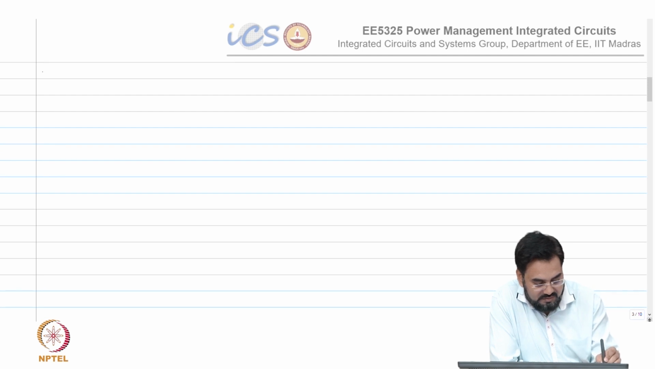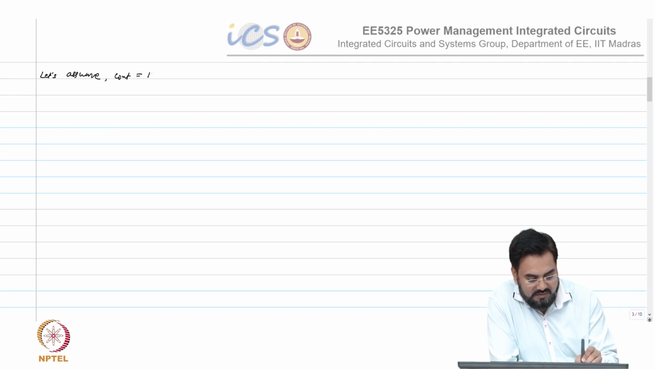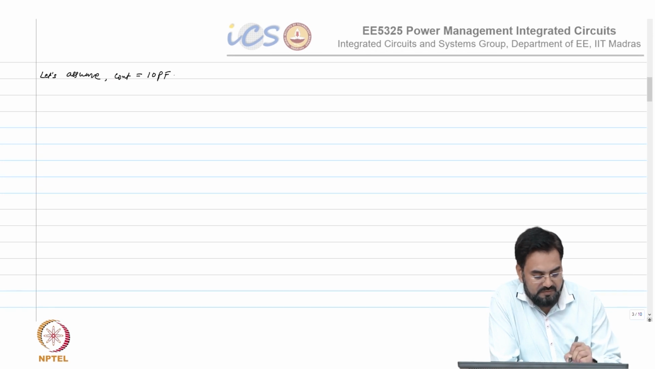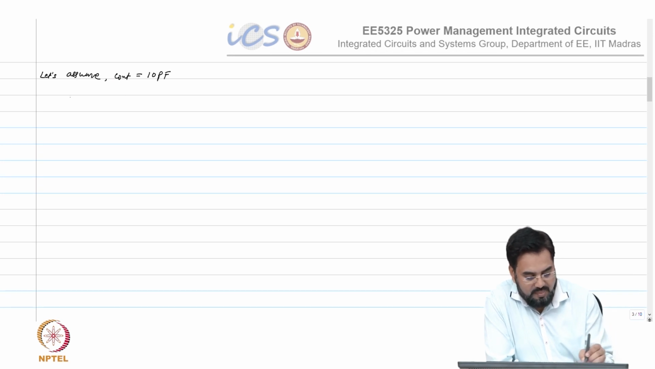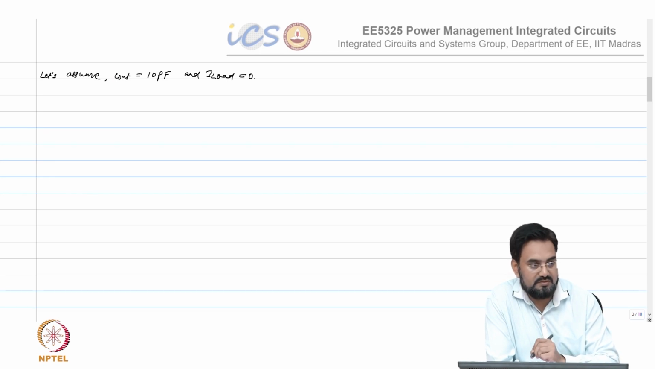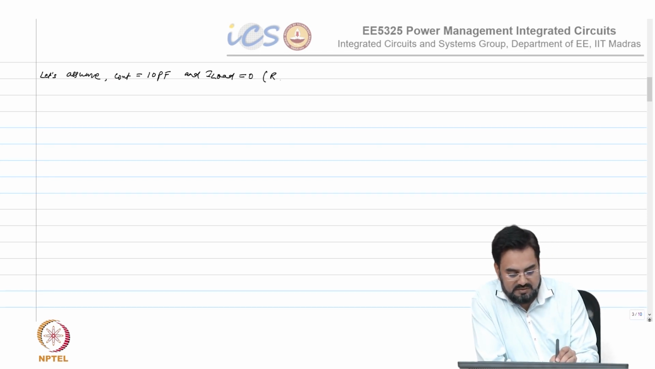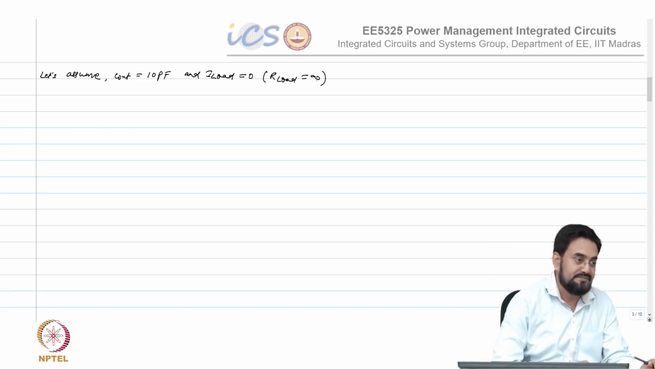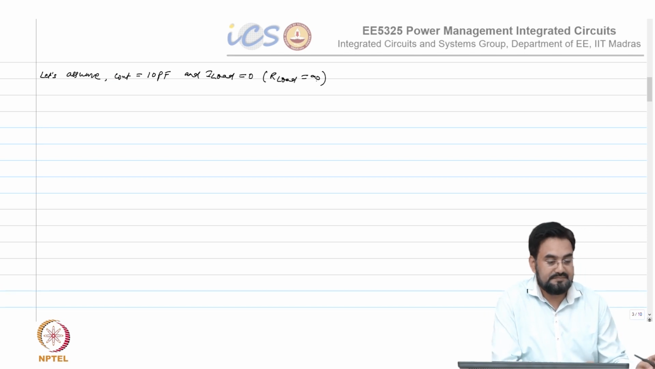So let's assume your C out equal to 10 picofarad and I load equal to 0. When I say I load equal to 0, this means R load equal to infinity. Okay.